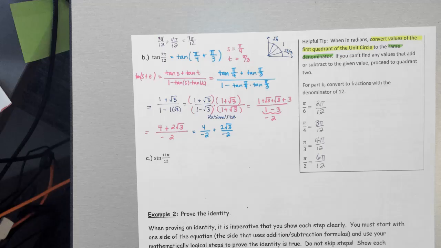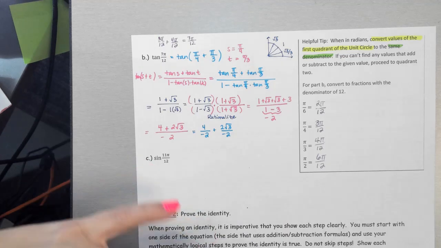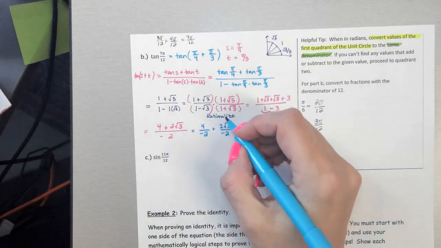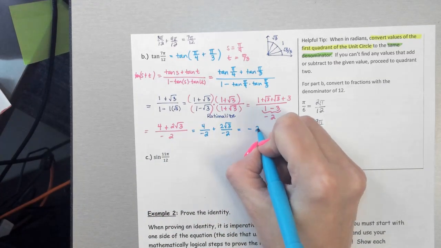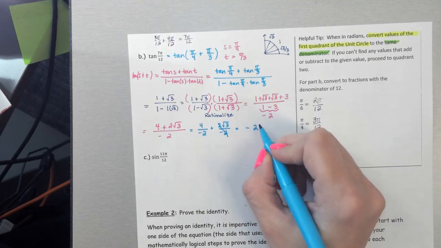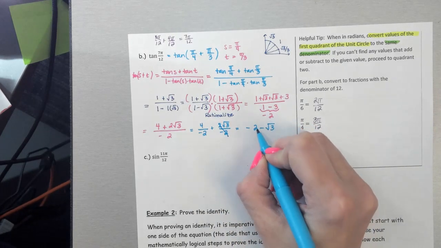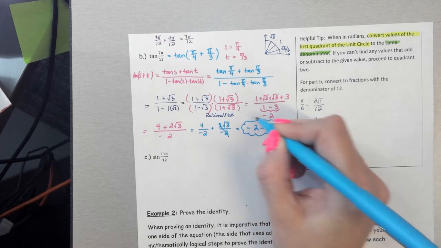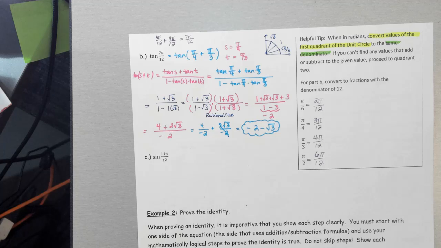Sometimes I think it's easier for you guys to see when you split it up, but you can do the same thing from here. You're just dividing both by negative 2. So you're going to get negative 2. And then don't forget, these cancel, but you still have that minus there. So it's negative 2 minus root 3. What questions do you have on part 3? Feeling okay about that?